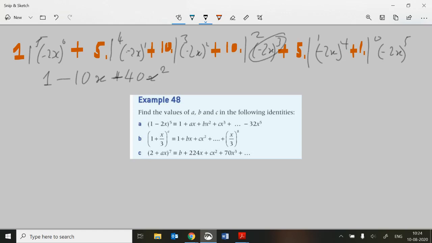And then in the next one, we've got this thing. So cubing minus 2 gives us minus 8. Then times by the 10 at the front, we've got minus 80x cubed. And on the next one, we've got 16 times 5, which is also 80, so we're going plus 80x to the 4. And on the last one, we've got minus 2 to the power of 5, which is minus 32, and then x to the power of 5 on that one as well. So that's the full expansion.